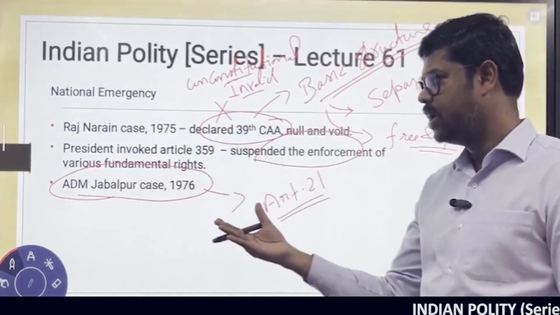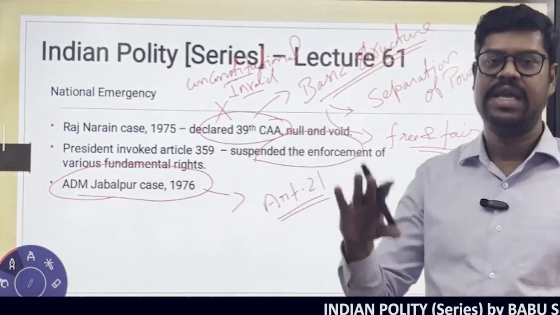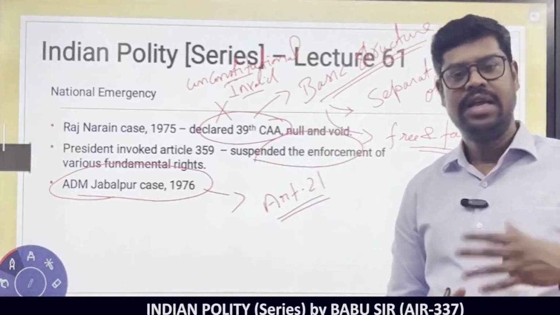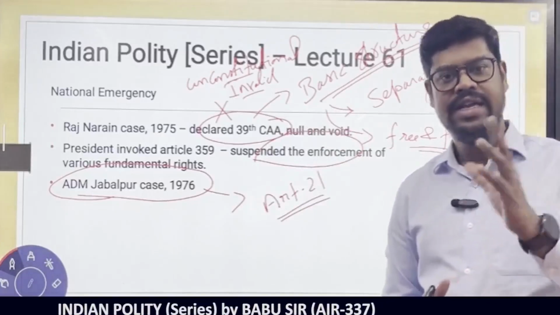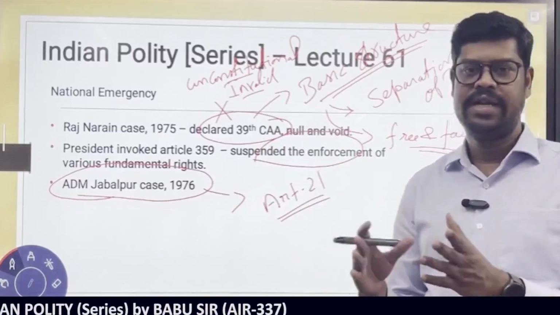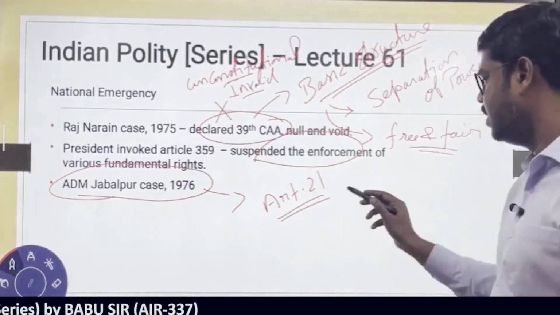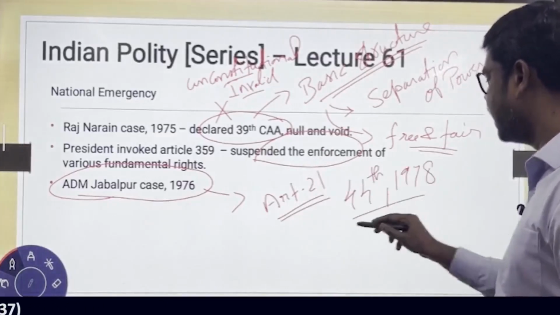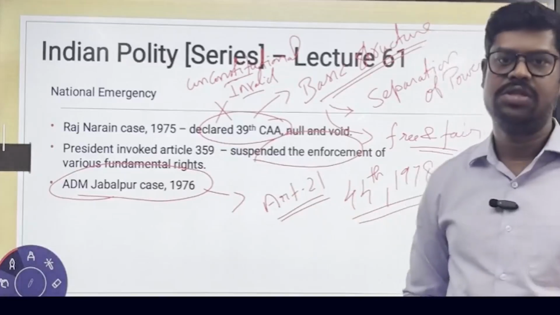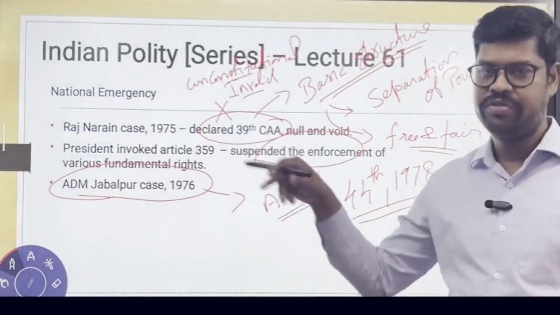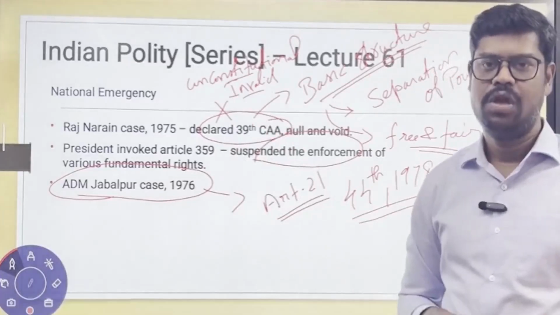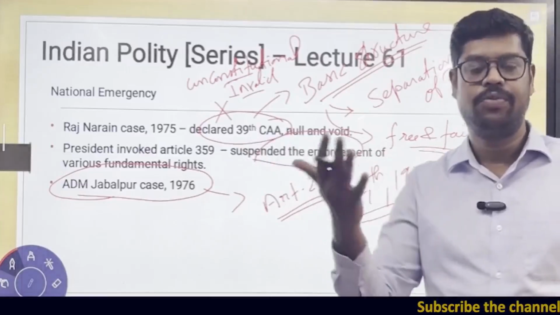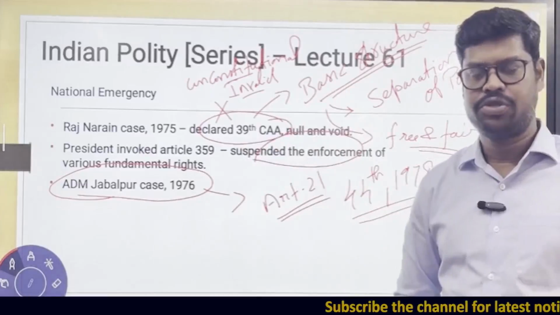So that is the reason why in 1977, when the emergency came to an end, and subsequently a new government was formed in 1978, the Janata Party came to power. In fact, they came to power in 1977 itself, but in 1978 they made a lot of changes to the constitution, that is the 44th Constitutional Amendment Act 1978, and especially they made a lot of changes to the emergency provisions in the constitution. So let us try to understand what kind of changes. Basically, they made certain changes in the procedures as to how the national emergency can be imposed.